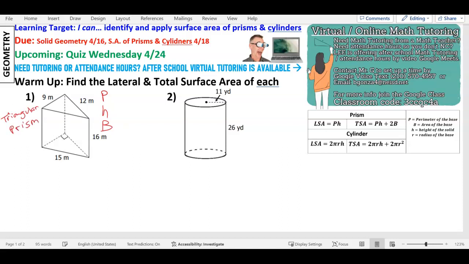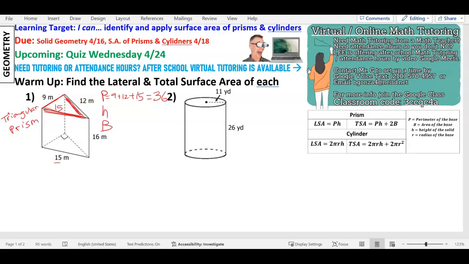Okay, now P is the perimeter of that base triangle. That means I just add up all 3 sides. So I got a 9, I got a 12, and then what is this third side that matches down here? 15, right? So can you add 9 plus 12 plus 15? You can, and you should get 36 when you add those 3 numbers up. Cool. 9 plus 12 is 21, 21 plus 15 is 36. That's good for P.